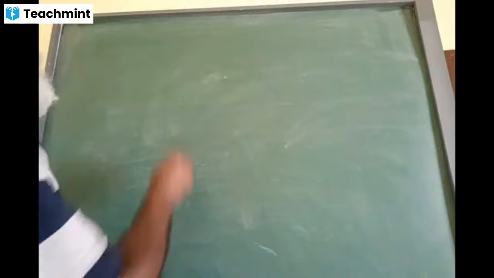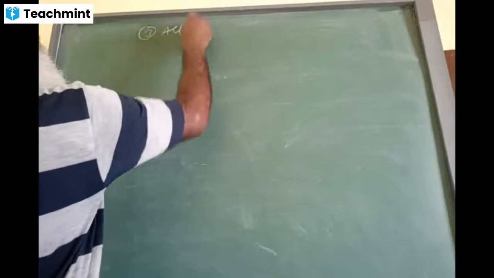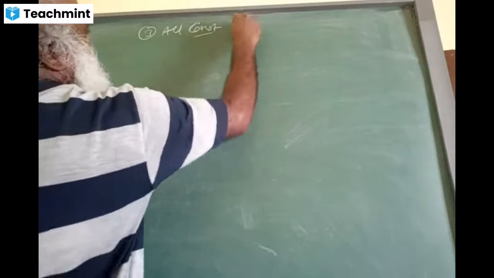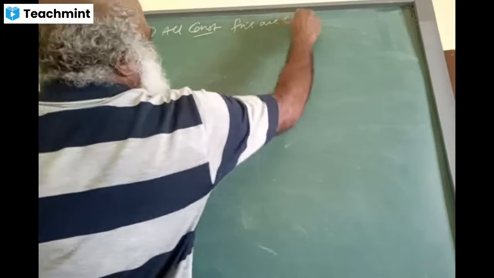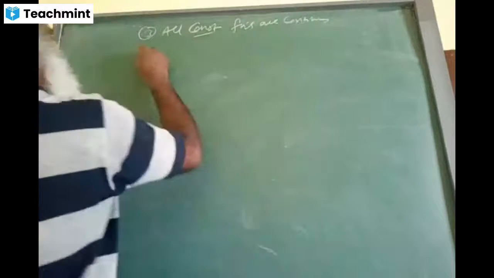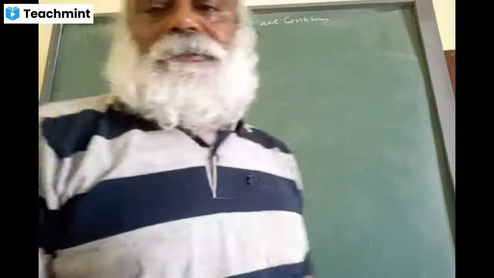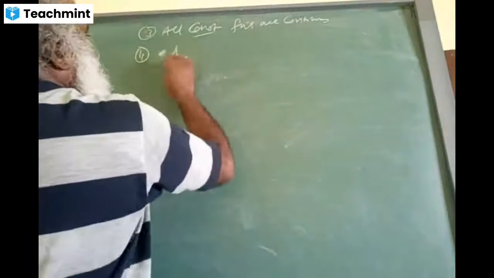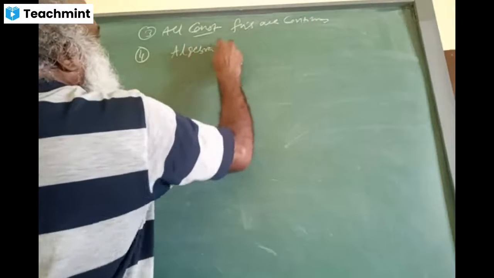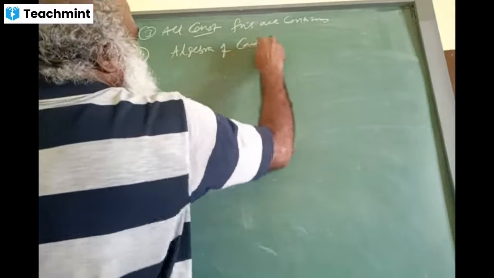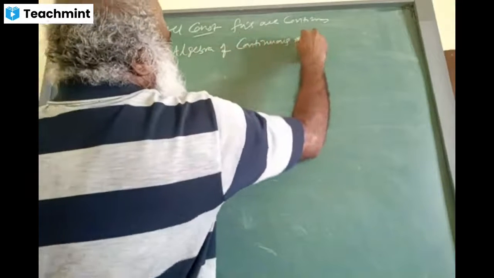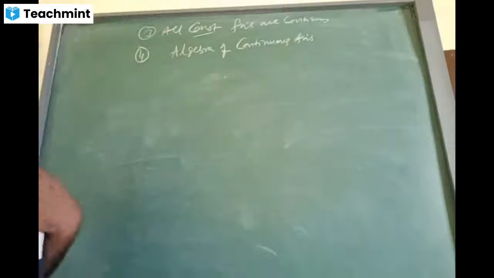Number 3. All constant functions are continuous. Number 4, please watch here. Next is the very beginning: algebra of continuous functions. Algebra of continuous functions.